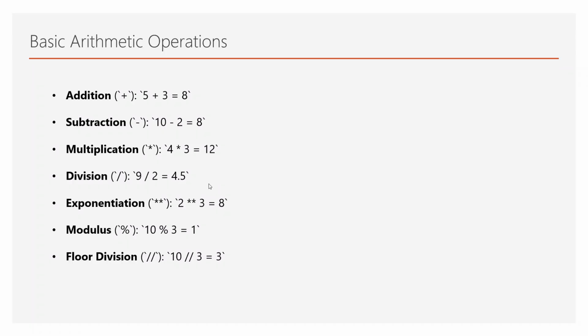Then comes your floor division. Here you see when you divide 10 by 3, 3 is the answer. I mean, the decimal part is removed. So that is the difference between division and floor division. What will floor division do? The floor division operator will return the quotient rounded down to the nearest integer.